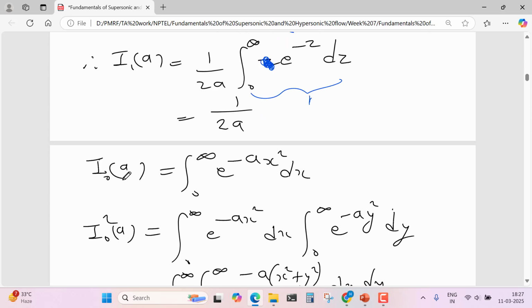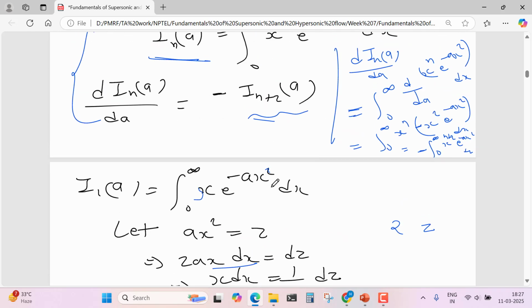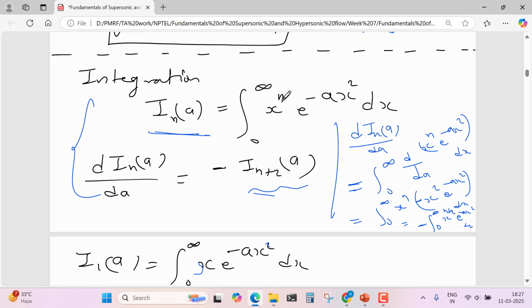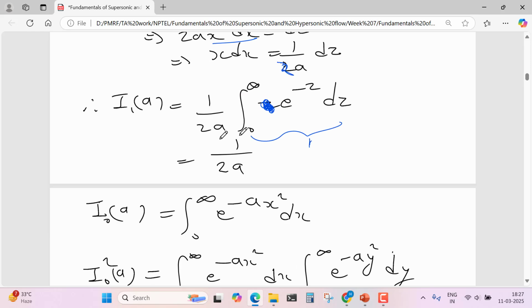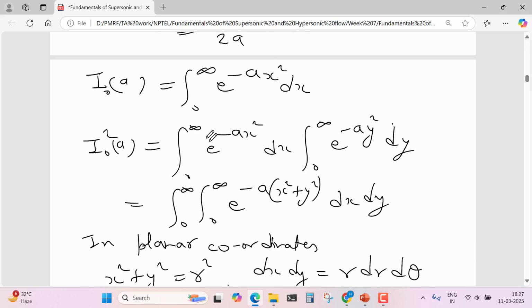But we need I0a also. So we will find I0 equal to integration 0 to infinity e to the power minus ax square dx. Only put the value of 0 here in place of n. It cannot be solved in a normal method, so we will take its square. So it can be written as multiple of two integrals. Only the variable we have changed. One is with respect to x, one is with respect to y.